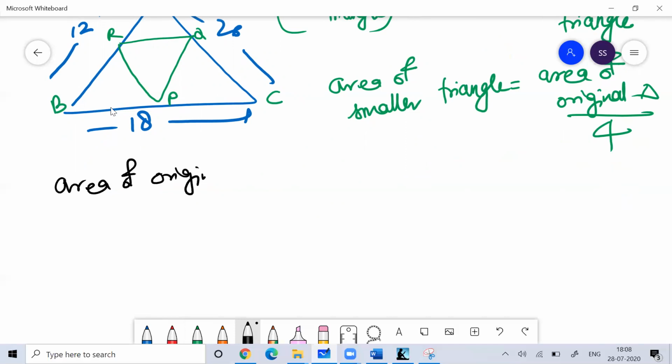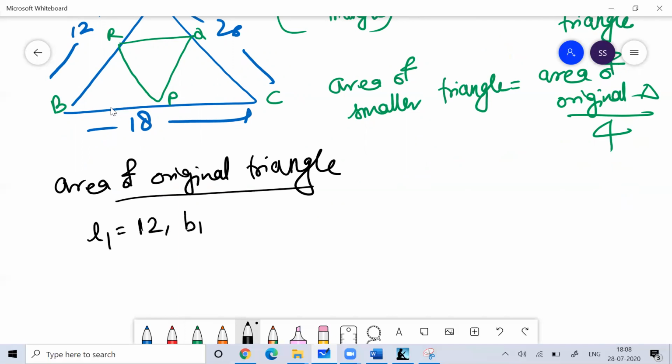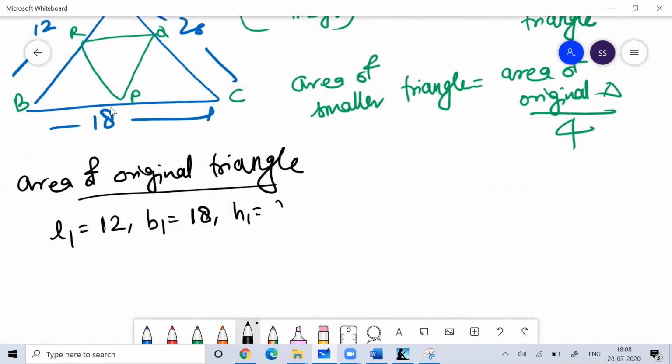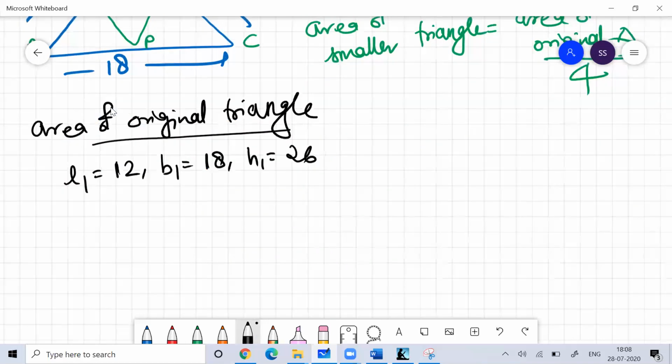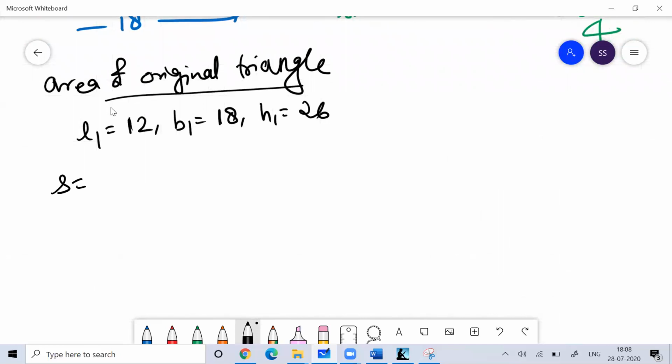So for the original triangle, if the sides are 12, 18, and 26, I can find the area by applying Heron's formula. First I find S. S is (12 plus 18 plus 26) by 2. 30 plus 26 is 56, and 56 by 2 is 28. So I can apply Heron's formula.